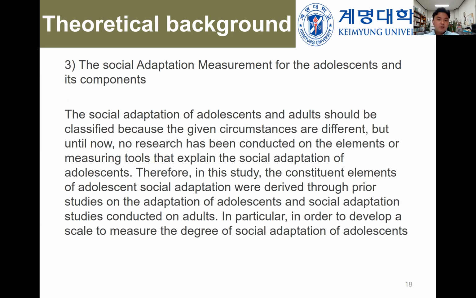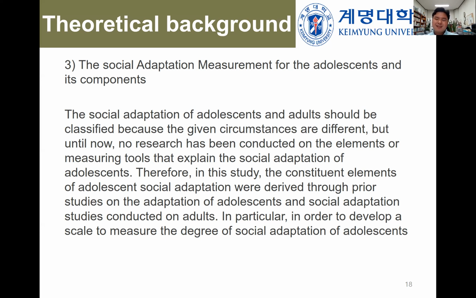Third, the social adaptation measurement for adolescents and its components. The social adaptation of adolescents and adults should be distinguished because the given circumstances are different. But until now, no research has been conducted on the elements or measuring tools that explain the social adaptation of adolescents. Therefore, in this study, the constituent elements of adolescent social adaptation were derived through prior studies on the adaptation of adolescents and social adaptation studies conducted on adults.